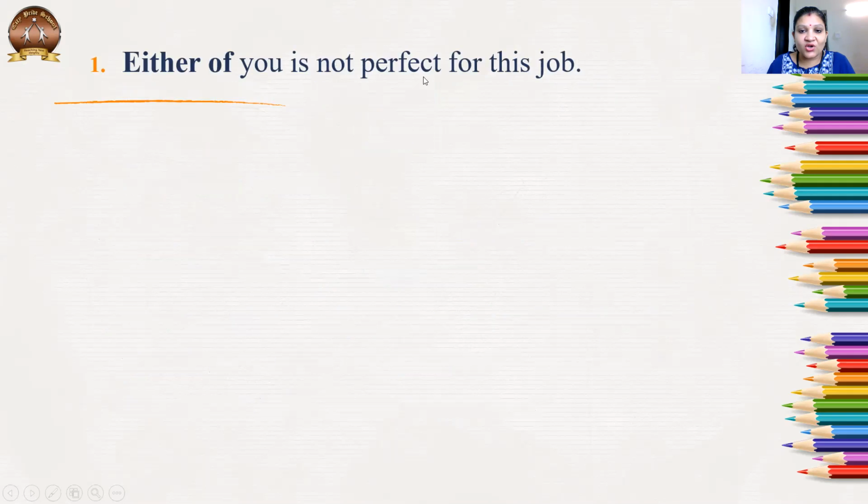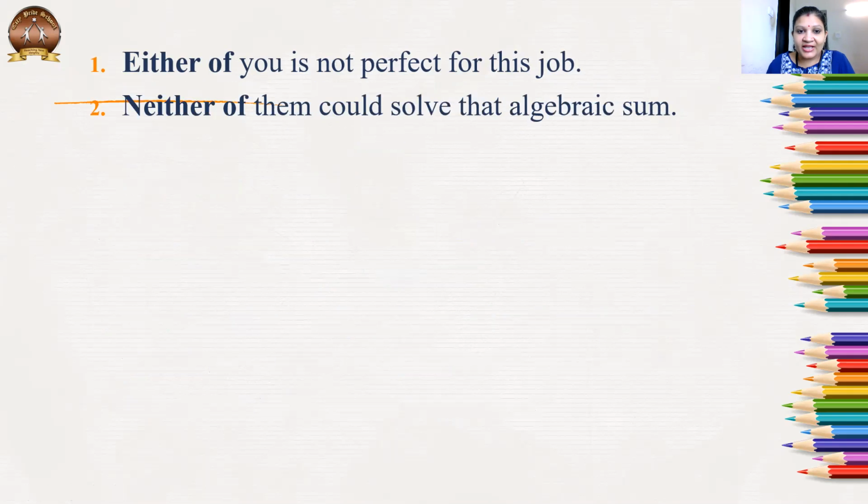Either of you is not perfect for this job means there are two people and none of them is perfect for their job. Neither of them could solve that algebraic sum means there may be two people and none of them was able to solve that algebraic problem.